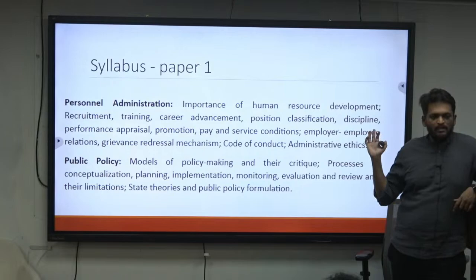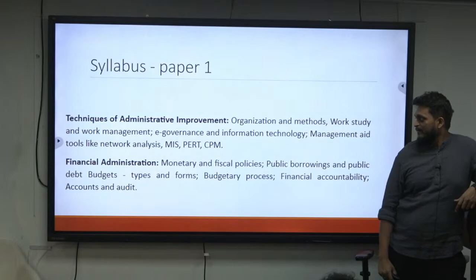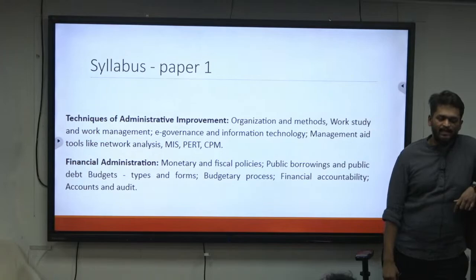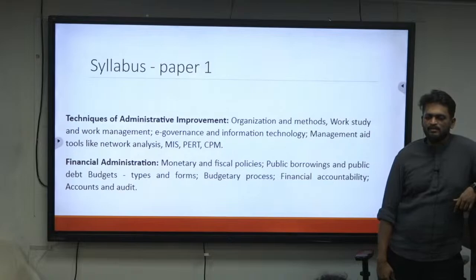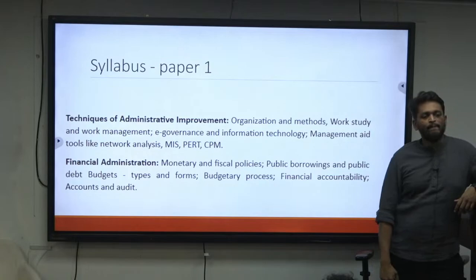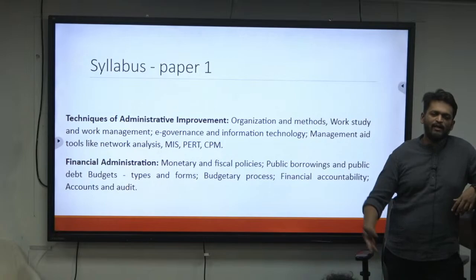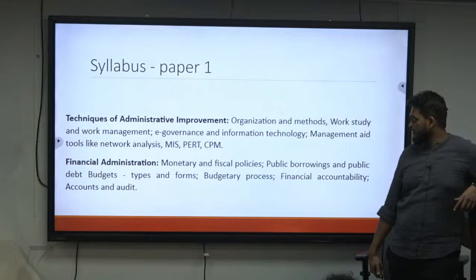There are two last chapters here in Paper One. One is techniques of administrative improvement. It doesn't require any explanation at all. It is simple English. Right now we are following some sort of process in administration. How can we improve it? These are basically techniques which we have borrowed from the MBA syllabus. They are trying to improve how a company works. Similarly, we can also improve how government works, using similar techniques.